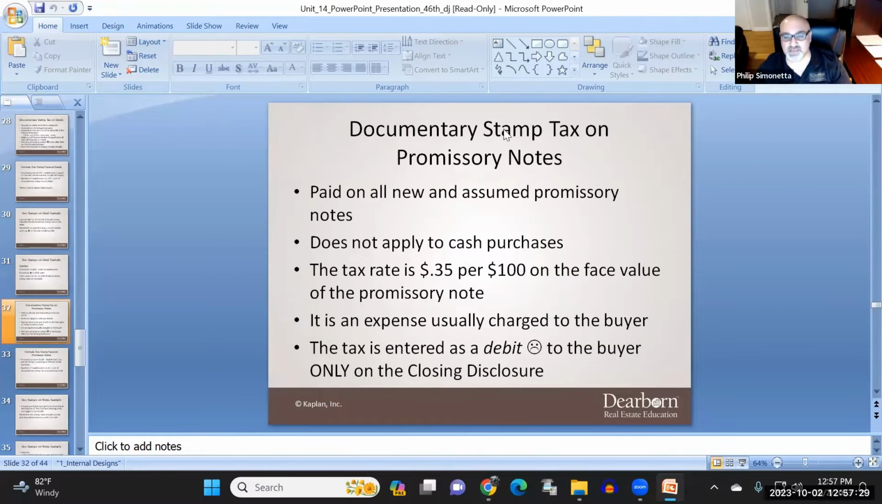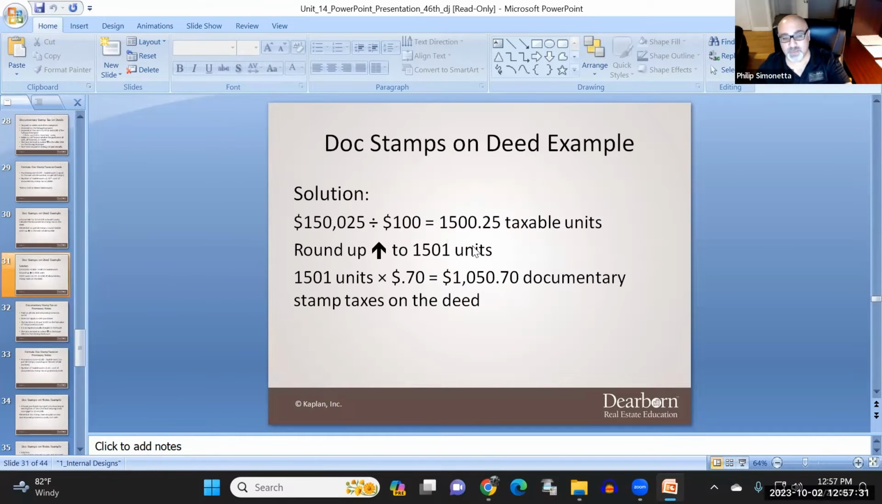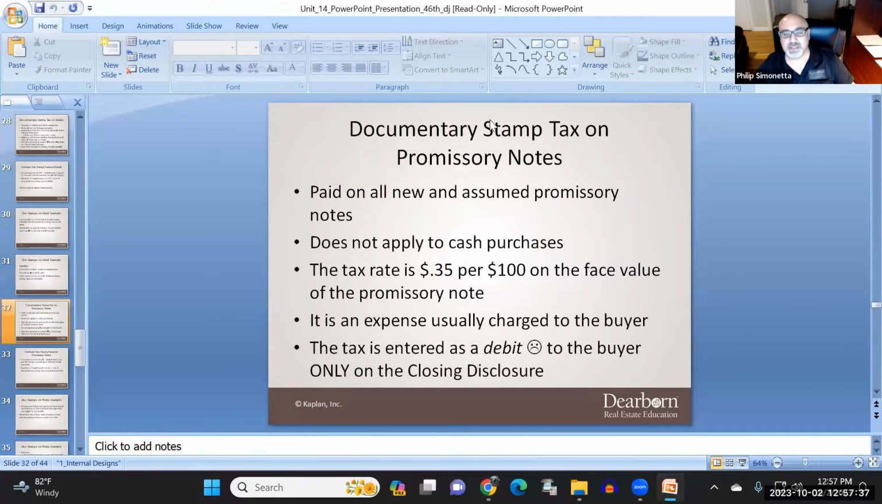So let's look at the doc stamps on promissory notes, right? Doc stamps on the sale price is the seller's problem, because he's making the money. Doc stamps on a promissory note. Well, who's getting a promissory note? The buyer is getting a note and a mortgage, right? So who do you think pays the tax on a promissory note? The buyer, not the seller, right?